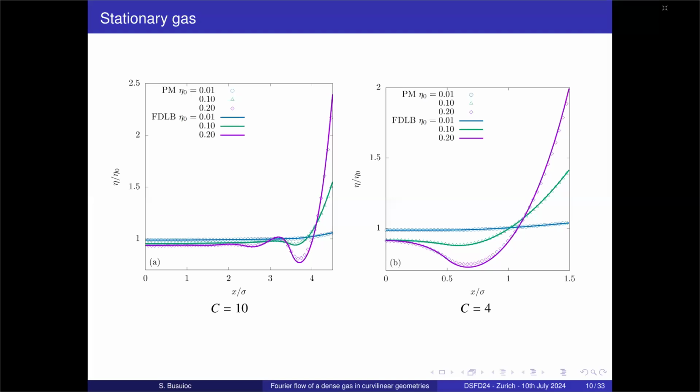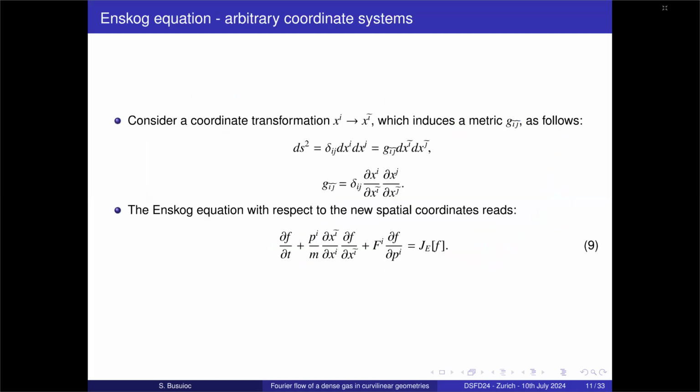Throughout the paper I used two denominations. PM stands for particle method, which is a DSMC-like particle method in which you do these non-local collisions. It was developed by Fresotti. And the FDLB is the finite difference lattice-Boltzmann, finite difference from the fact that we use off-lattice velocity sets. And this we use to solve.